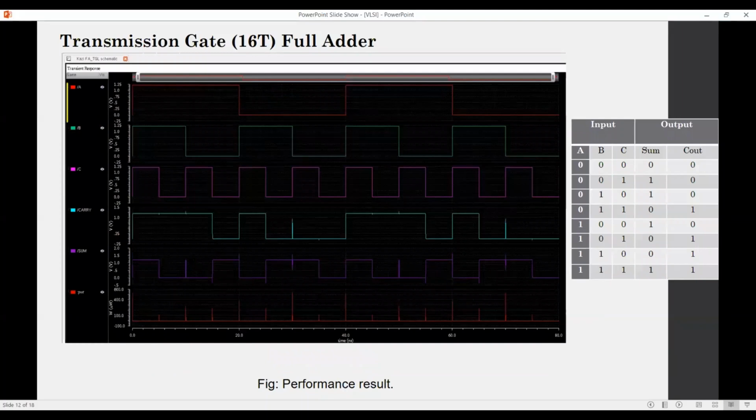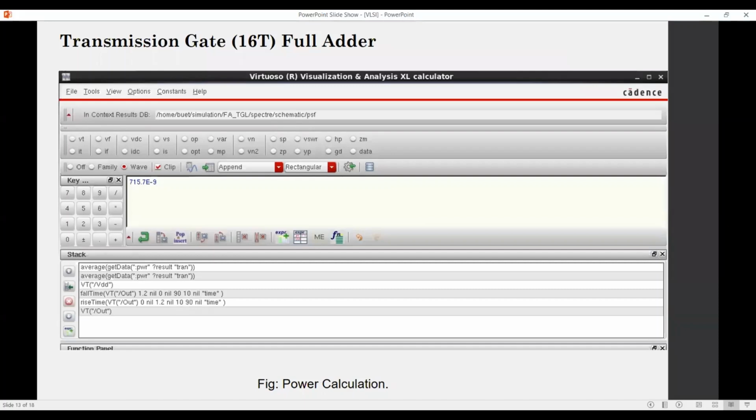This is the waveform result of the full adder using transmission gate logic. From both the waveform result and truth table, for input A equal to 0, B equal to 1, C equal to 0, the output carry is equal to 0, sum is equal to 1. For input A equal to 1, B equal to 0, C equal to 1, the output carry is equal to 1, sum is equal to 0. Both the waveform result and truth table match. We also calculated the power consumption for this circuit, which is 715.7 nanowatt.